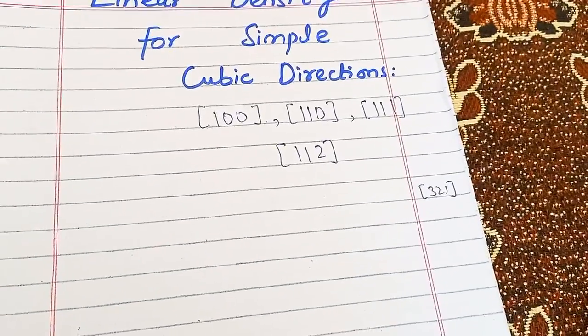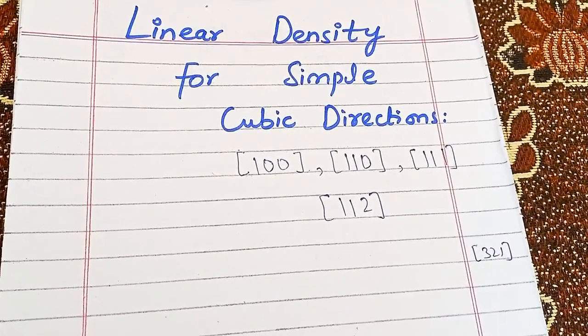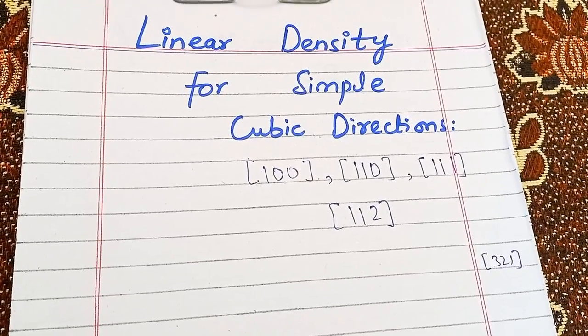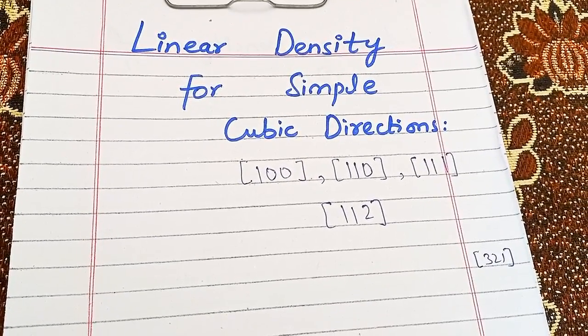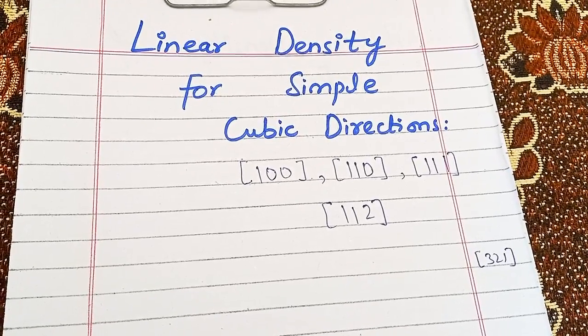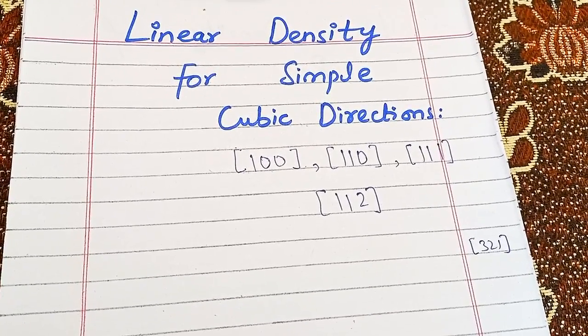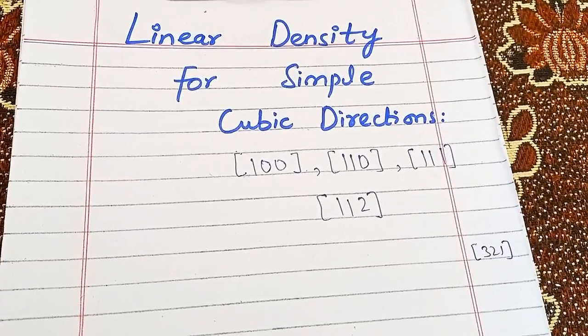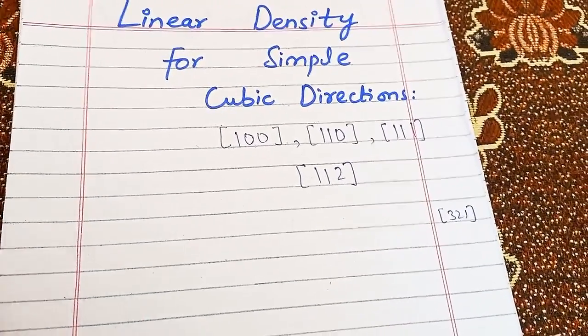First of all, we should know the formula that we are going to use to calculate the linear density, and this formula is general and can be used for any kind of cube you are considering. For example, whether it is simple cubic, body centered cubic, or FCC, face centered cubic, or other unit cells like hexagonal, tetragonal, whatever it is. This formula is general and is applicable for all kinds of cases.